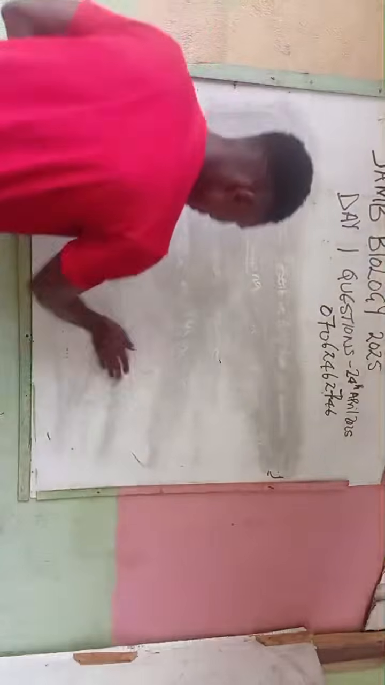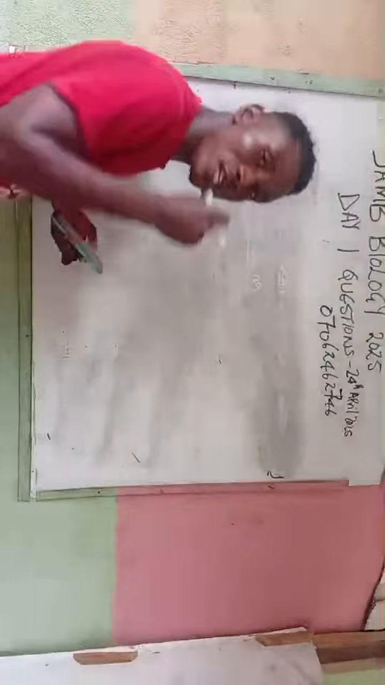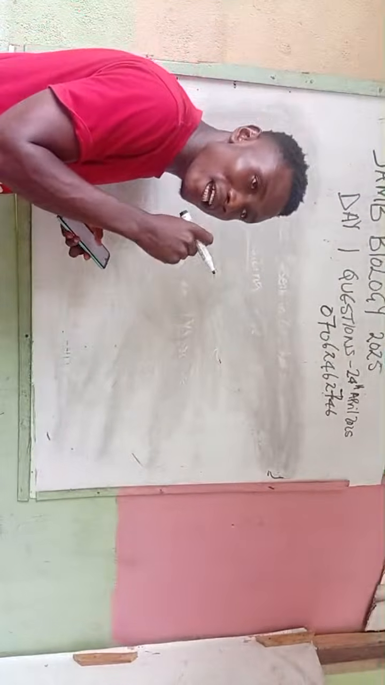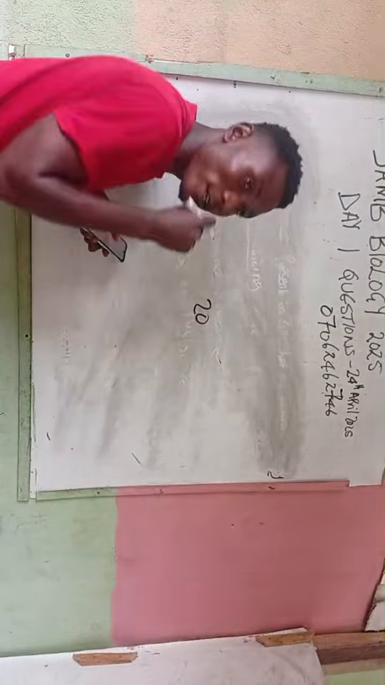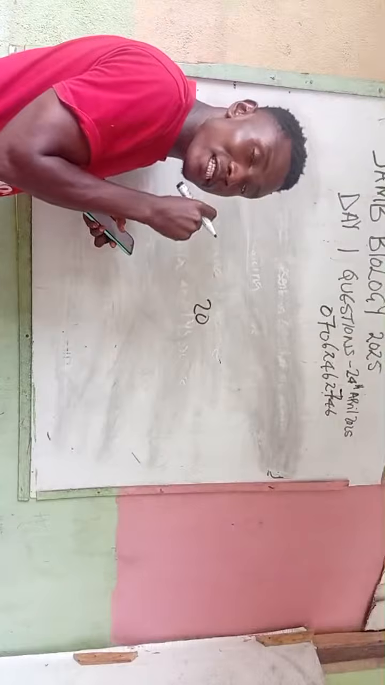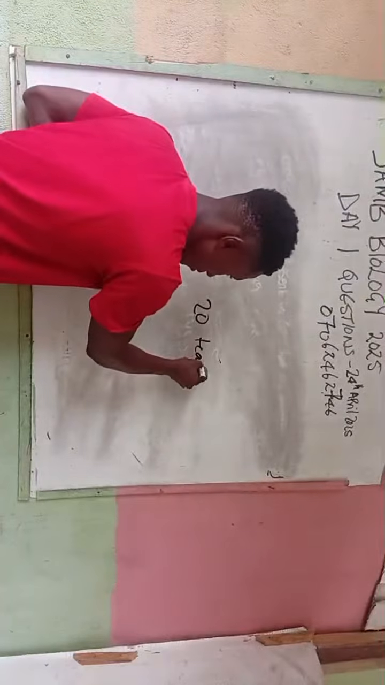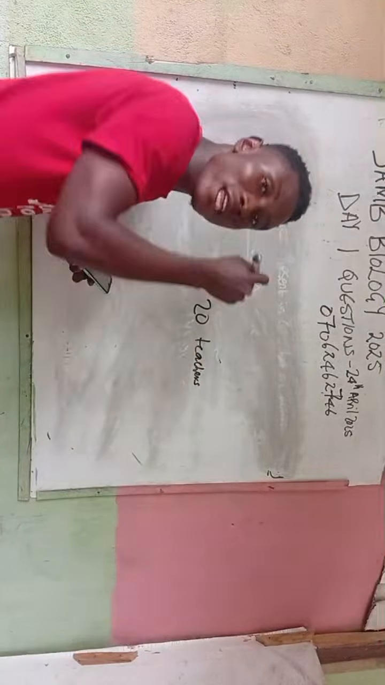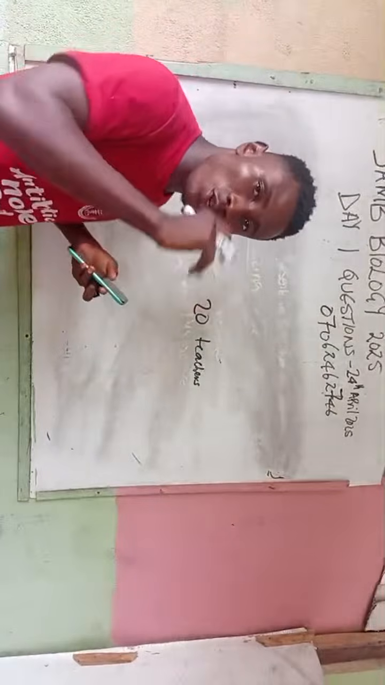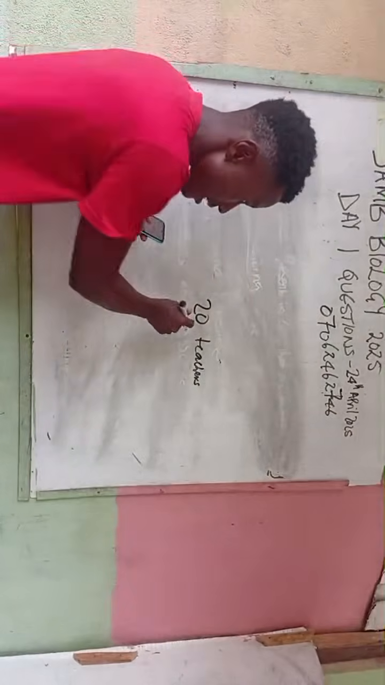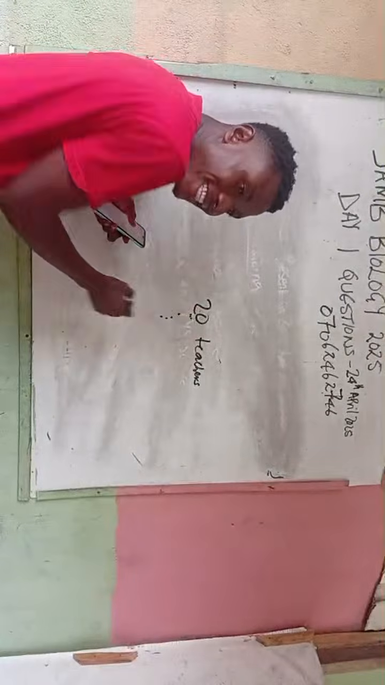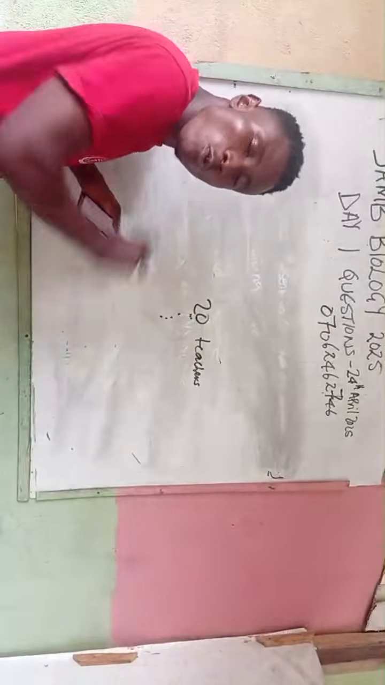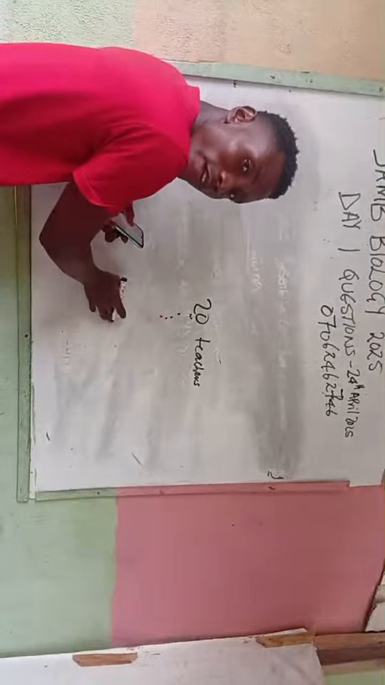Let me explain something to you. What JAMB does is, JAMB can take up to 20 lecturers, or should I call it 20 teachers, put them in a room and tell them to set questions. You understand? So each of these people is setting different questions.